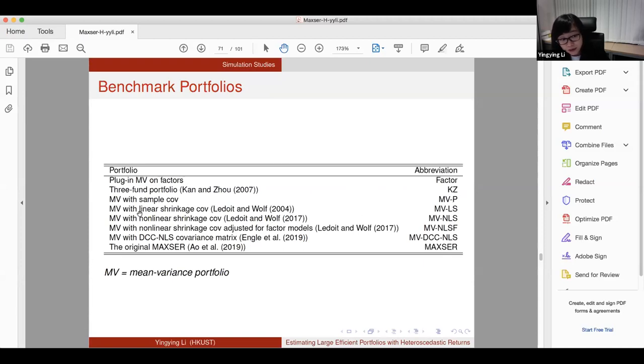The same sample mean, and then with linear shrinkage or nonlinear shrinkage, or nonlinear shrinkage adjusted for factor models as the inputs. They are called MVLS, MVNLS, MVNLSF. And then also one of the most recent models, DCC-NLS, which actually incorporates time-varying volatilities as well because it's dynamic conditional correlations. So also the original MAXER here.